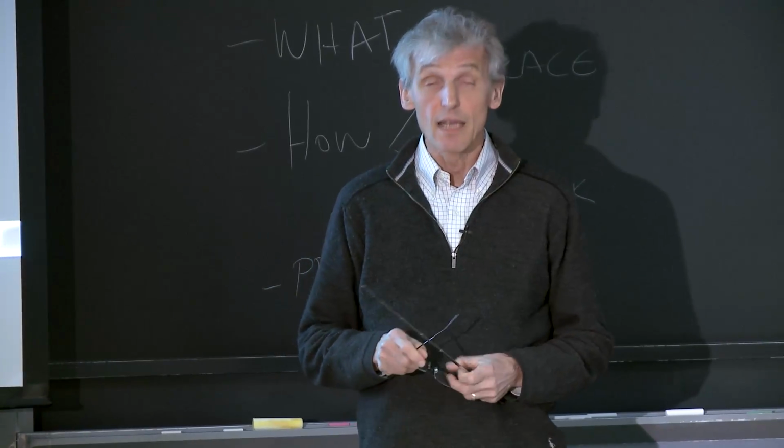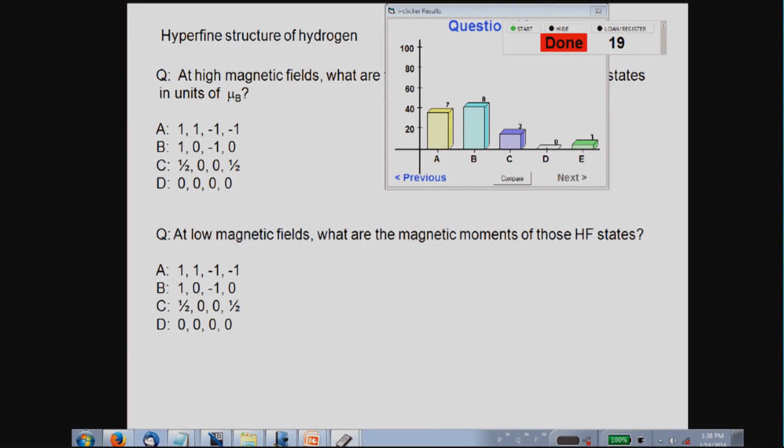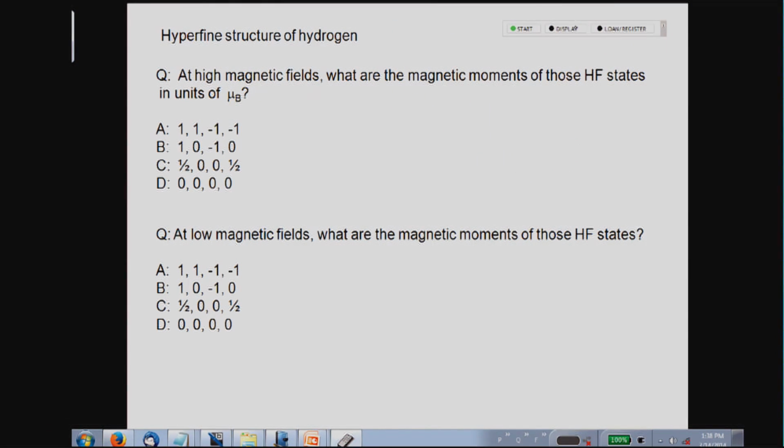Okay, but now we go to the more complicated case, to low magnetic fields. And again, same question. What are the magnetic moments of those hyperfine states? So you have 4 states. The number of states, of course, doesn't change. That's the dimension of our Hilbert space. But now we are at low magnetic field. And what is the magnetic moment, which is nothing else than the derivative of the energy with respect to the magnetic field?